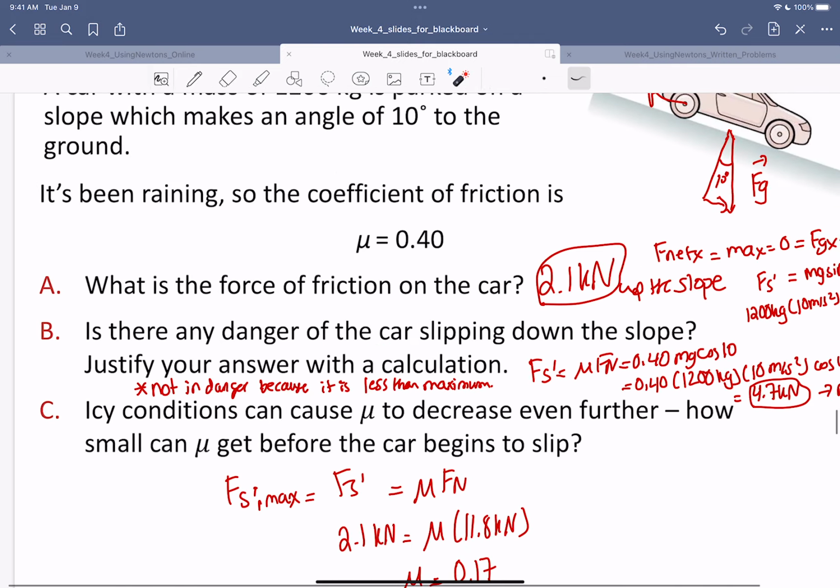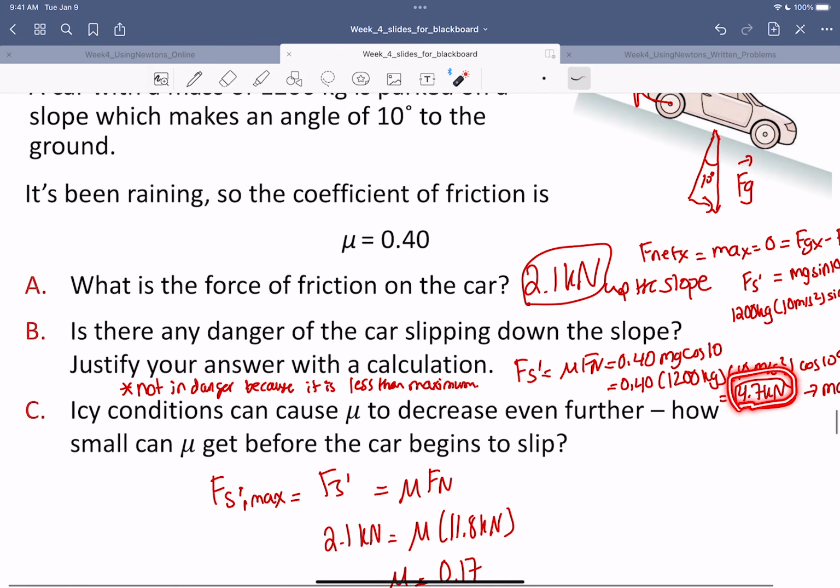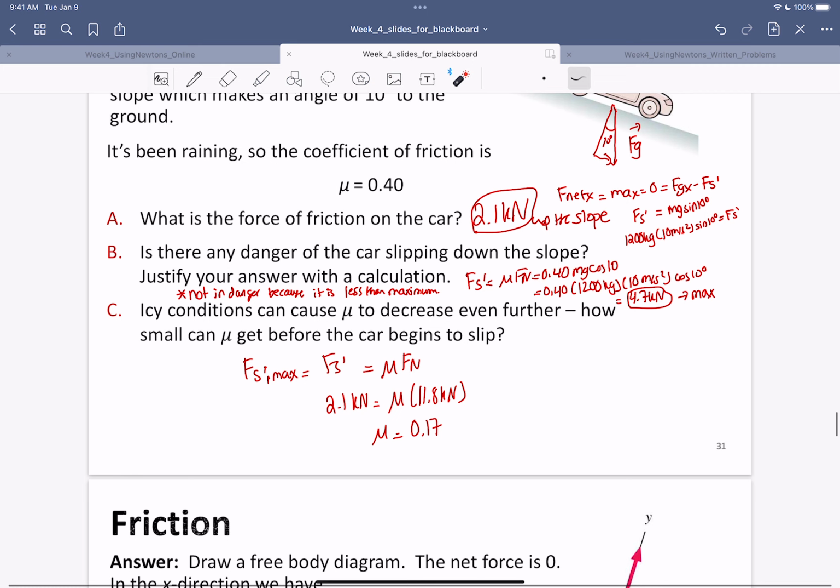And so, since there's a maximum of 4.7, if the static friction force here, when it's parked, is 2.1, then it's not at its maximum yet, and so it's not in danger of slipping. It's in danger of slipping when the static friction force is at its maximum, because at that point static friction force is like, guys, I can't hold on to this any longer. I'm about to slip. I'm at my maximum. That's the idea. Does that make sense?